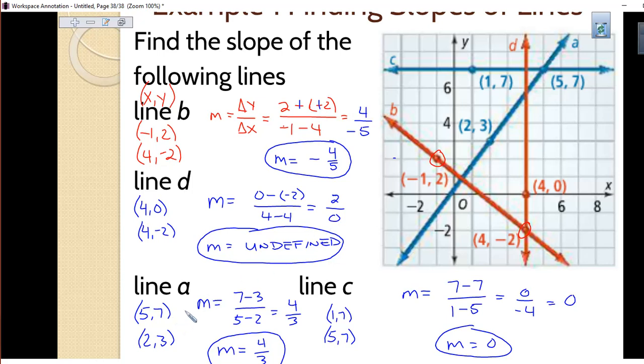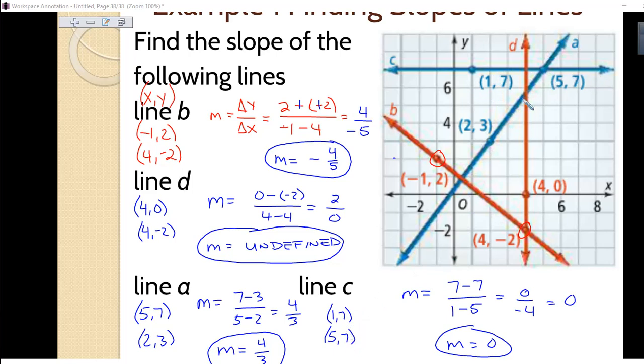Now, if you go over to the next one, for line A, we take (5, 7) and (2, 3). 7 minus 3 is 4, 5 minus 2 is 3, so we get 4/3. So the slope of this one is 4/3. This is line A. That means for any point, we're going to go up 4, and we're going to run 3. And the last one, for C, we're using the points (1, 7) and (5, 7).